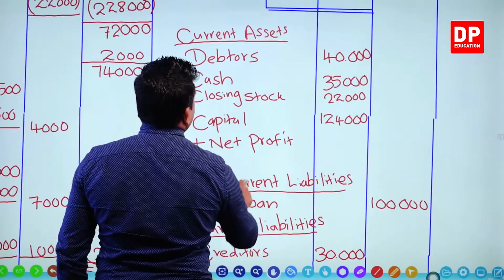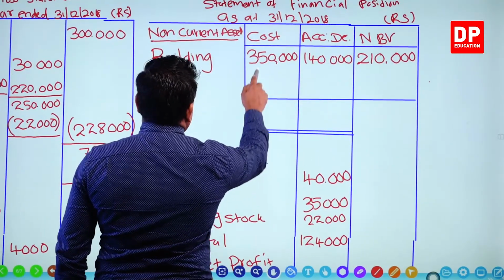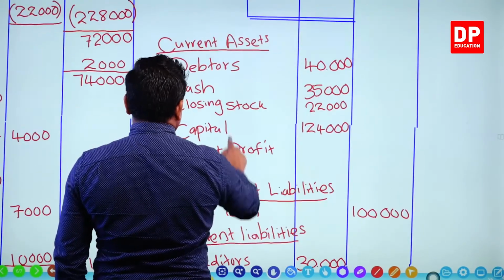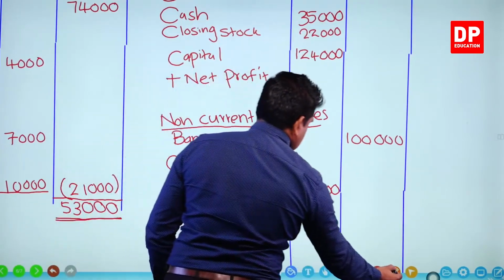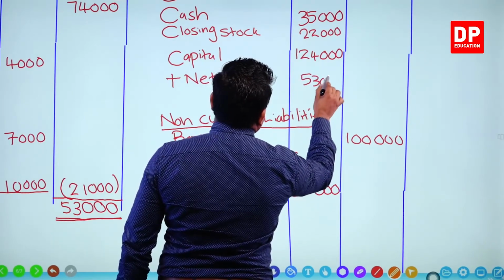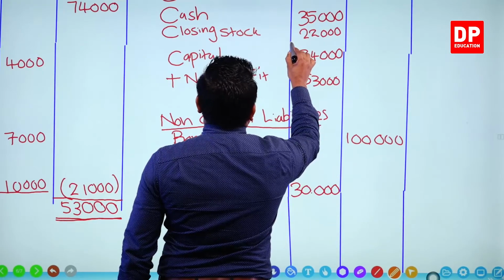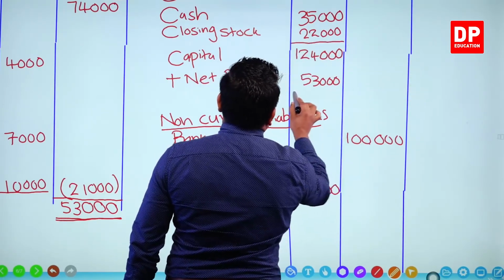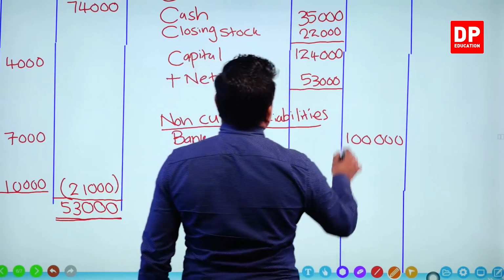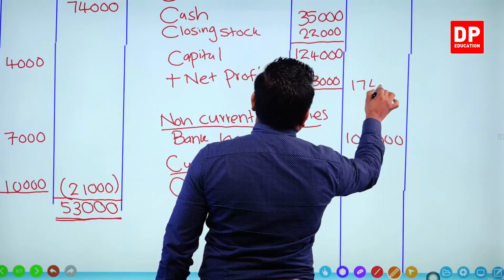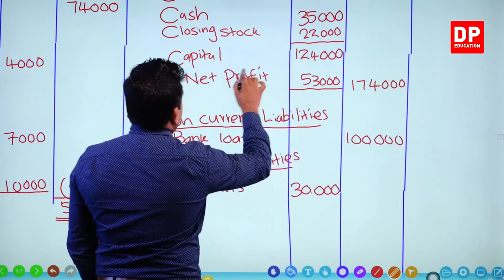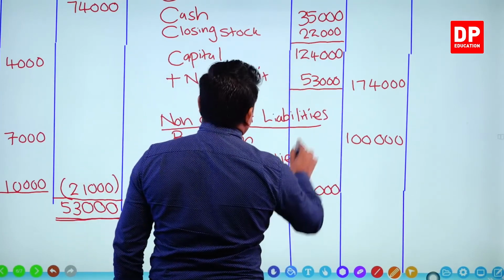Now you move to the net profit. Where we write? Under the capital, you write 53,000. You add here, draw a line and you have to bring the total to the next one. Here 174,000. Right? Here I add only capital plus net profit, right? Then you go to the up.